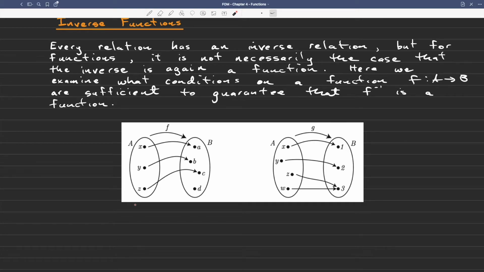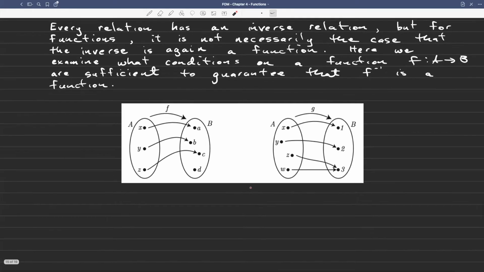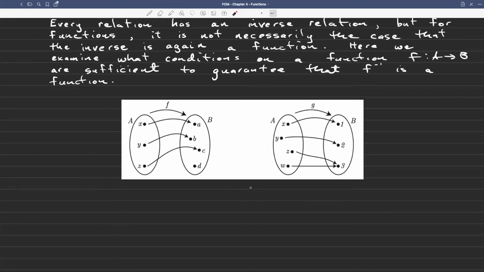But you'll notice that f and g are a little different, in the sense that if we tried to reverse them, f would be really straightforward to reverse. But g, on the other hand, if you tried to reverse g, you've got a problem right here. When you try to reverse those arrows to form the inverse, you see that the inverse is not a function, because you've got two arrows coming out of an element in B in the inverse.